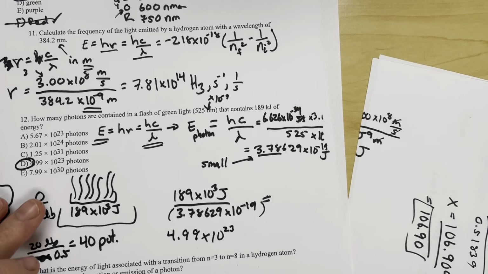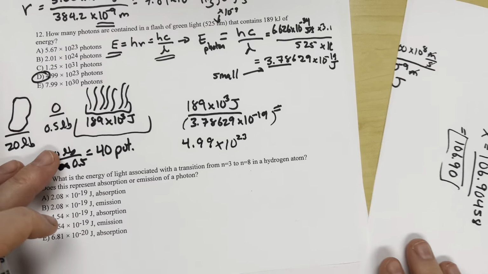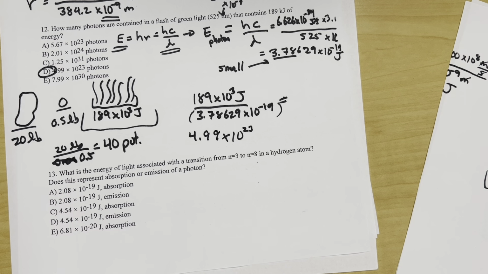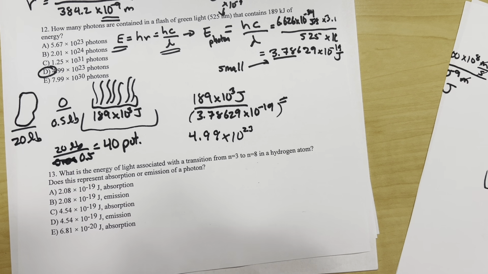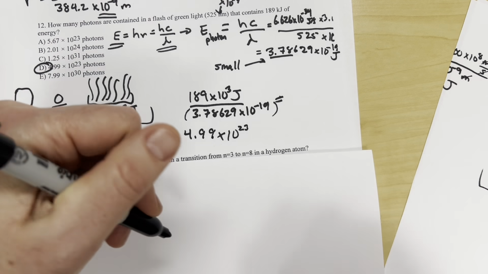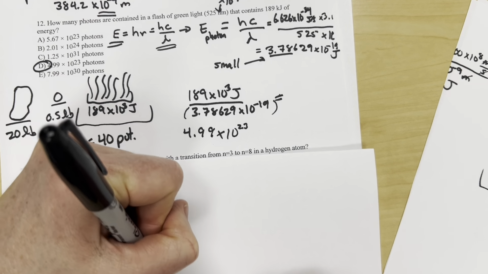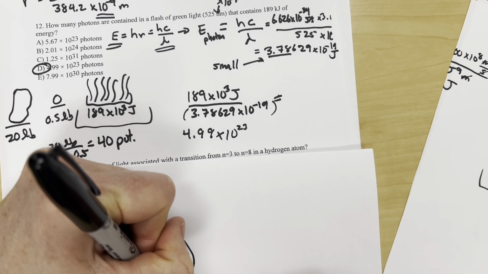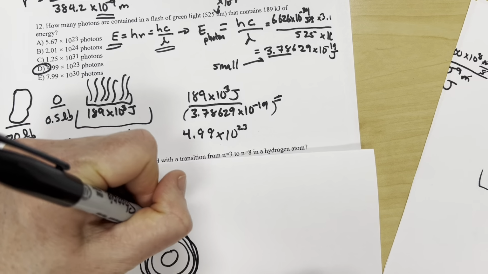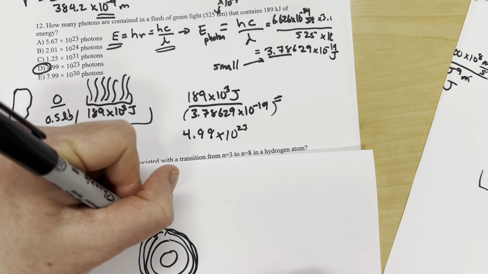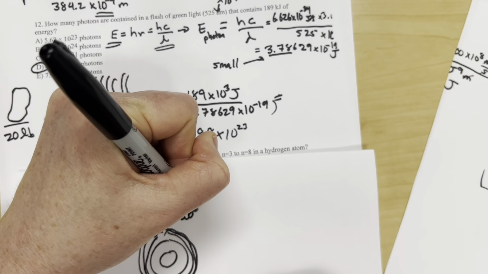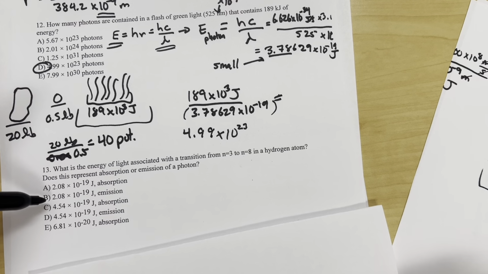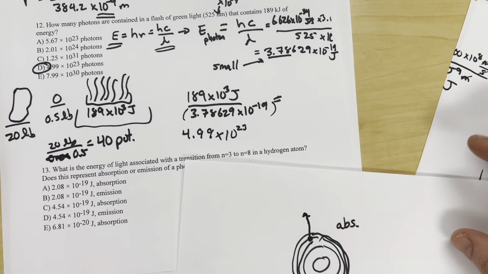All right, last but not least, what is the energy of light associated with a transition? So it says it's going from an n equals 3 to n equals 8, meaning that electron is popping up. If that electron's popping up, we know that it's absorbing. Remember, if something goes from lower to higher, I'm not even going to be able to draw them all, but it went from a 3 all the way up to an 8. So in order for it to go up, it had to have gained energy. So you know it's absorbing. So that eliminates all but 3 answers. Nevertheless, let's go and figure this out.